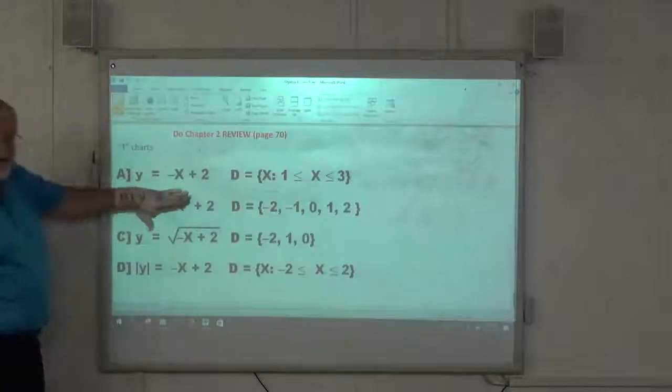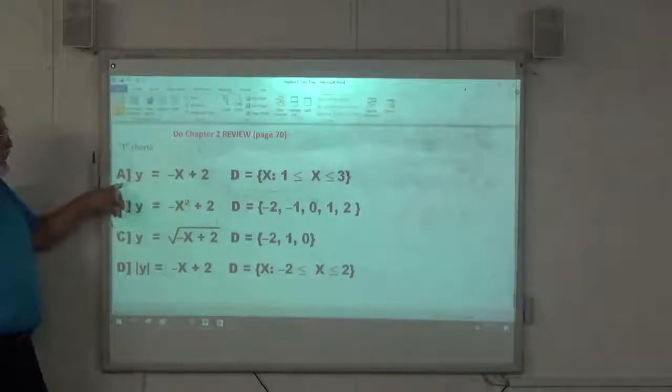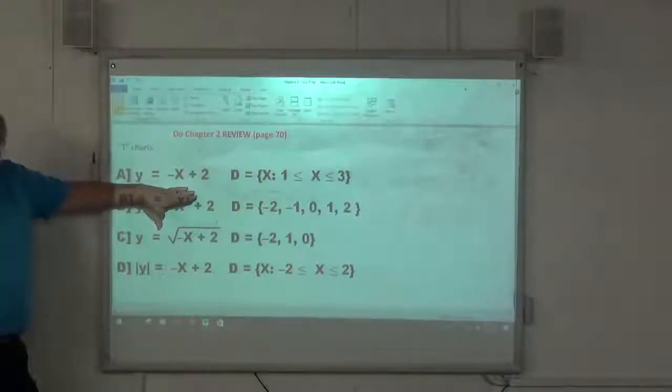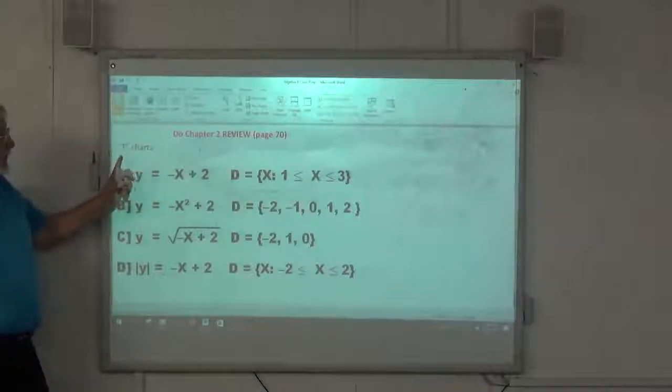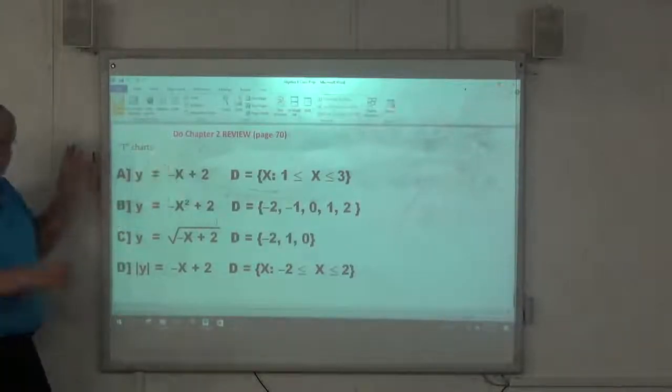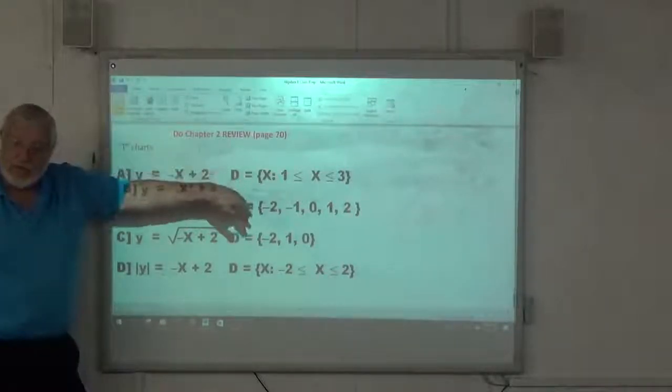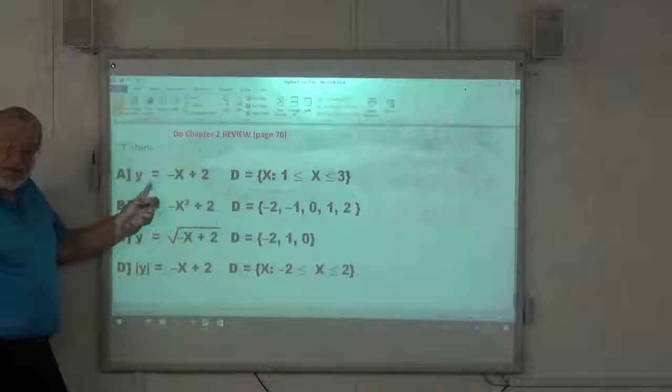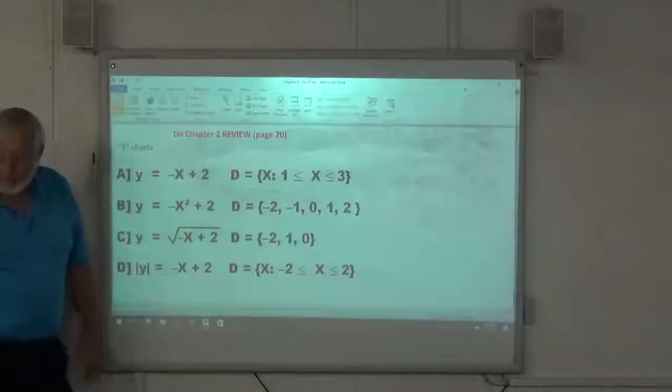Now, if you'll notice, the problem A, I have changed its look. Instead of x plus y equals 2, I have taken the x value, subtracted it, and moved it to the other side, because this is the slope-intercept form that tells us how to graph it.